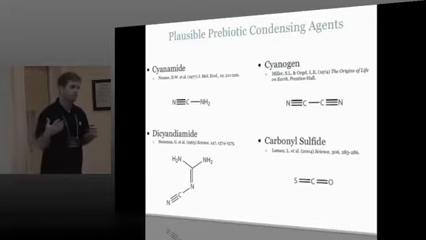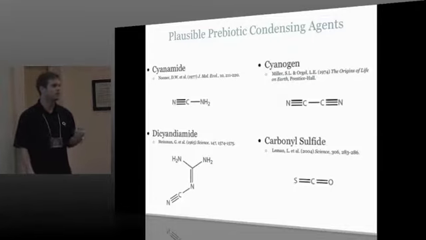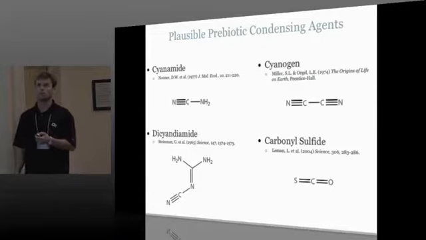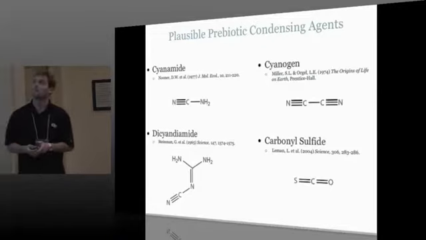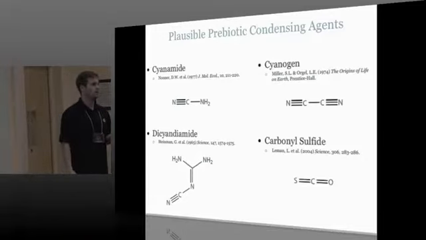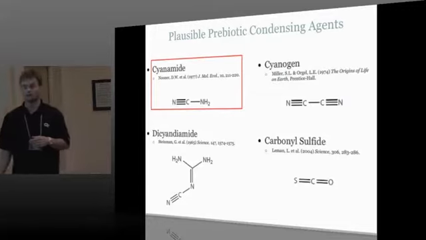So to give an overview of what would be a condensing agent, there are a number of possible condensing agents that could have been readily formed on the early Earth, one of which would have been cyanamide. Also, its dimer, dicyandiamide. And then cyanogen and carbonyl sulfide are also very plausible prebiotic condensing agents. But for the purposes of this study, we're going to focus on cyanamide.